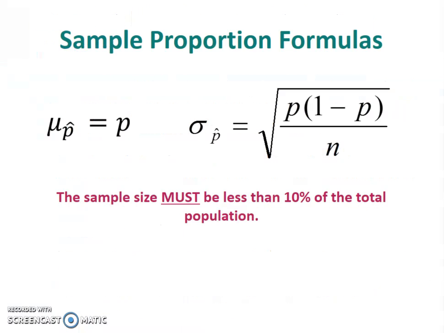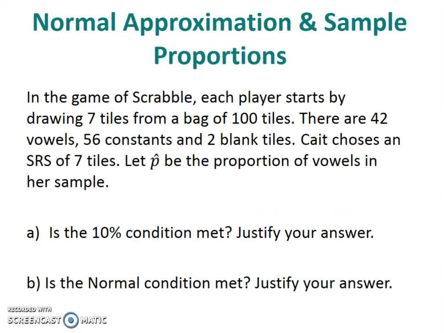So, quick recap. These formulas. If I were you, I'd locate these on your formula sheet. Make sure you know where they are and what they mean. And again, here's that 10% condition. Sample size must be less than 10% of the total population. So, let's talk about those conditions real quick.